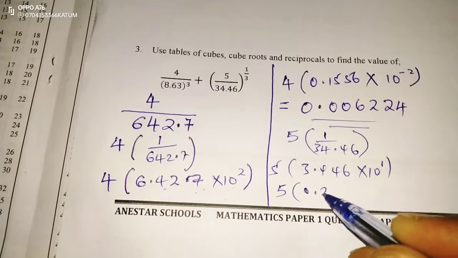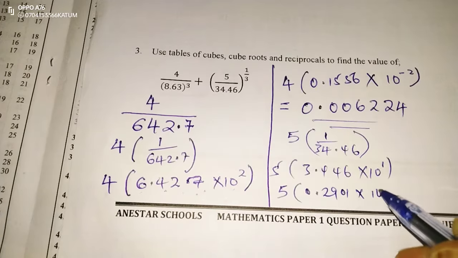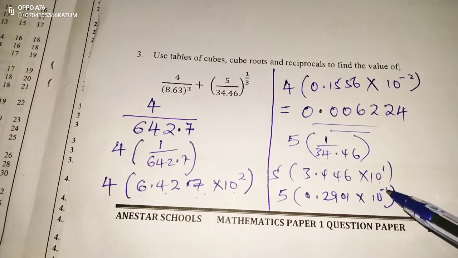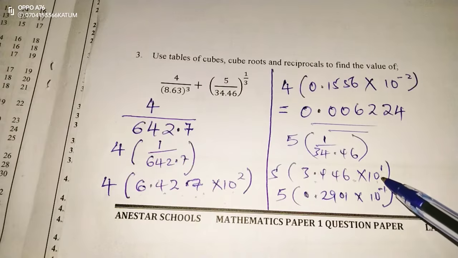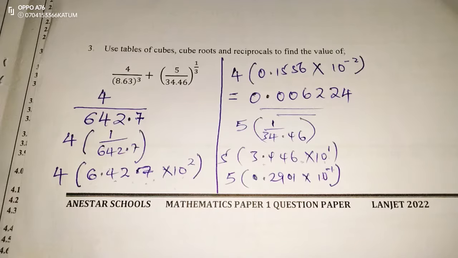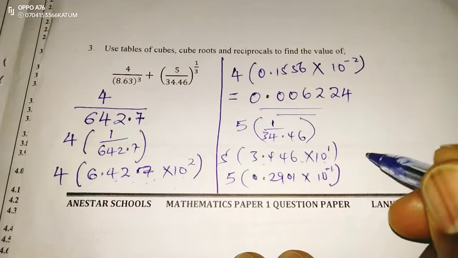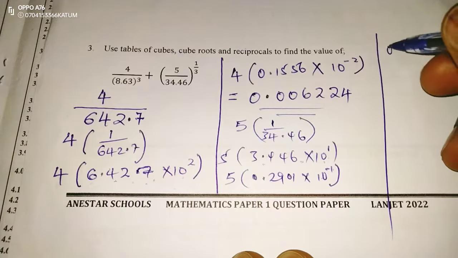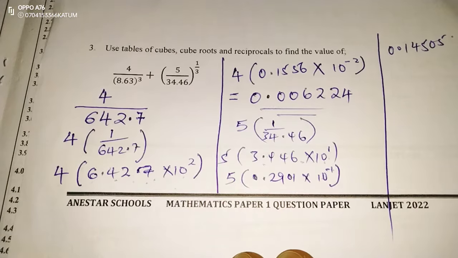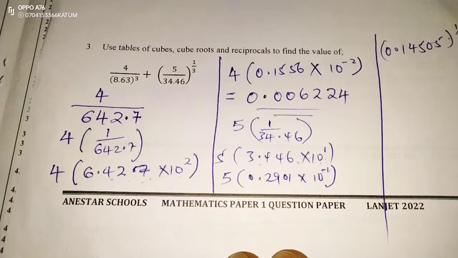0.2901 times 10 power negative 1. The reciprocal of 10 power 1 is 10 power negative 1. So this one is read from the table, but this one becomes the negative of that power. So now we can multiply 5 by 0.2901 divided by 10, which will be 0.14505.